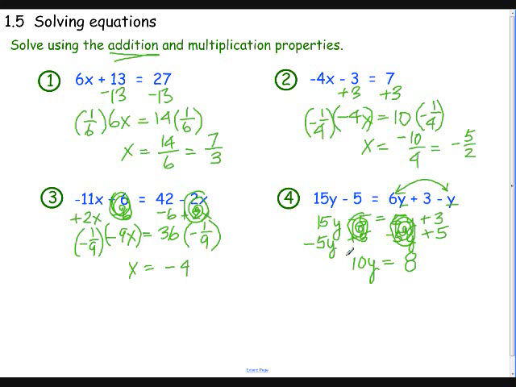Now what? I'm going to multiply both sides by the same number. And the number that makes sense here? Of course, the multiplicative inverse.